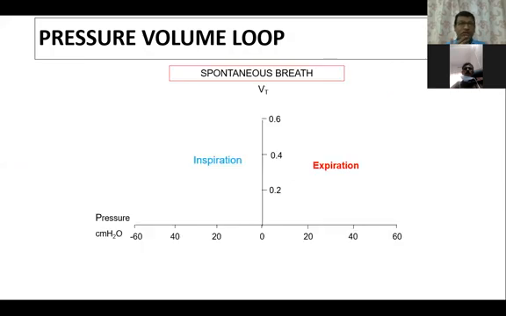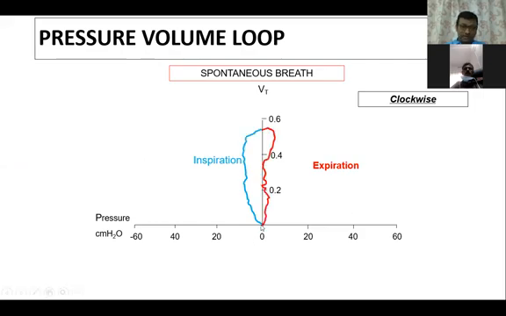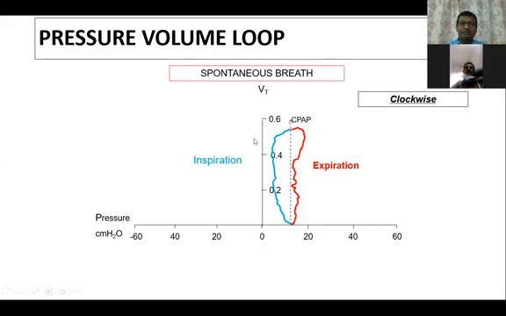Now let us look at how PV loops look in a spontaneous, assisted, and controlled breath. In a spontaneous breath, it will be clockwise. So first inspiration followed by expiration. And you see here, the inspiration starts at zero pressure, then there is a negative pressure, and then expiration comes back to zero. Whenever you have a baby on a CPAP, this is how your PV loop will appear. So it is going to start at the set PEEP level.